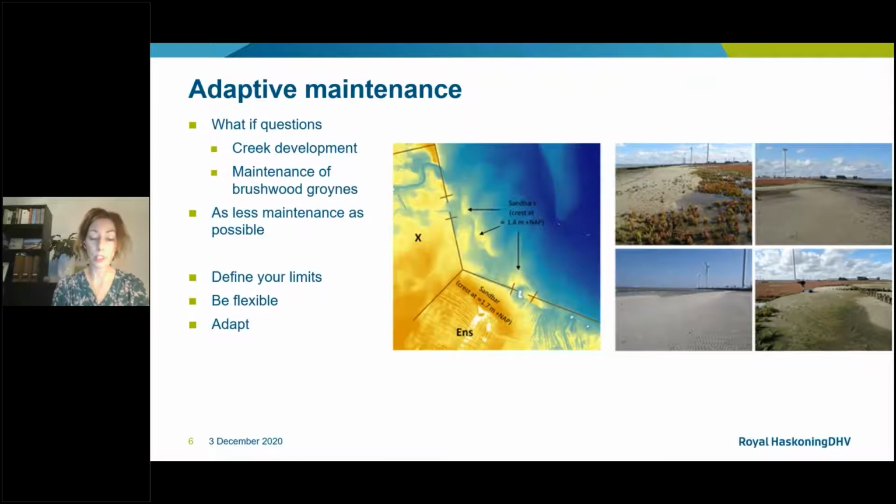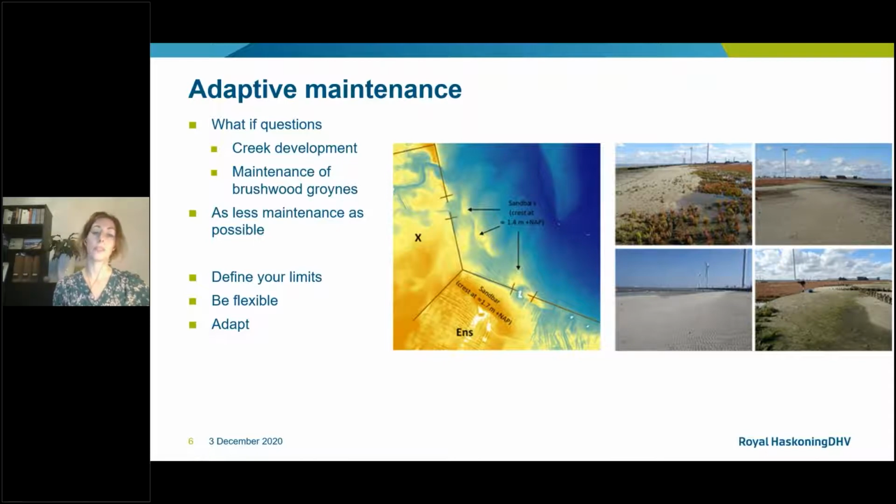In the Marconi projects, adaptive maintenance was also a subject, and we tackled this at the beginning of the project to start with what-if questions. What if we have too much erosion? What if creek development goes out of hand? What if the brushwood groins do not work or are damaged? And we also had follow-up questions to that. What if the creek development goes out of hand? What do we define as out of hand, and what are then our options?